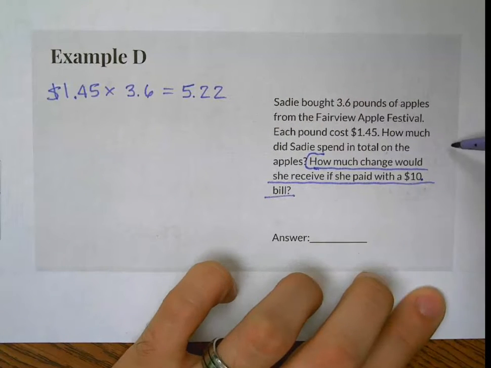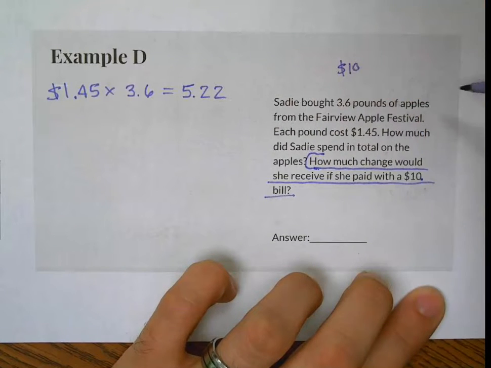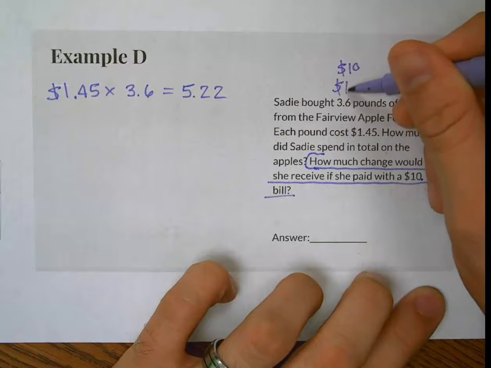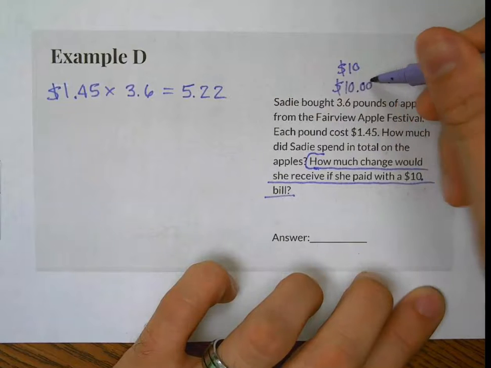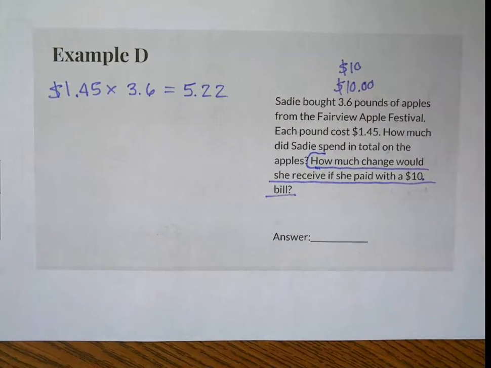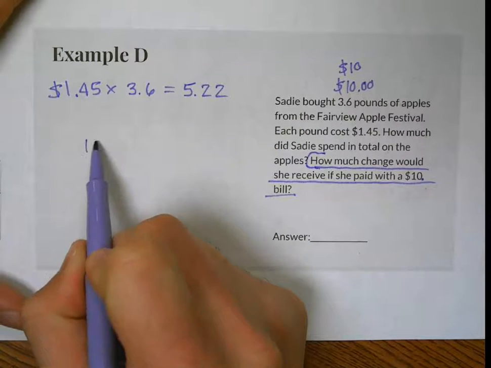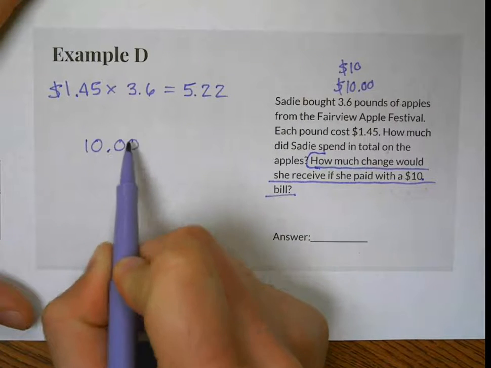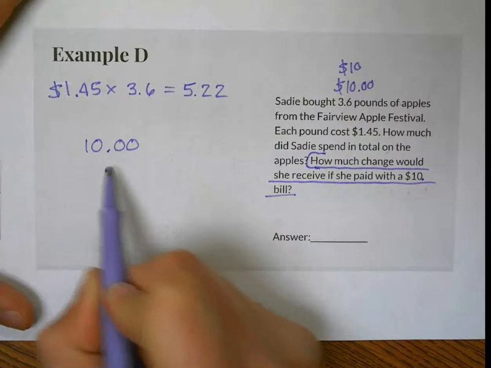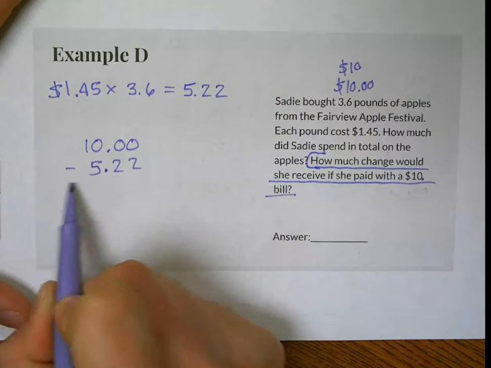Okay, in fact, sometimes people will write $10 like this, or they will write it as $10.00, just like that. That means the exact same thing, but this one has a decimal, and that's what we need. Okay, so we're going to write 10.00, and you have to line up the decimal, so I have 5.22. And now I can subtract.